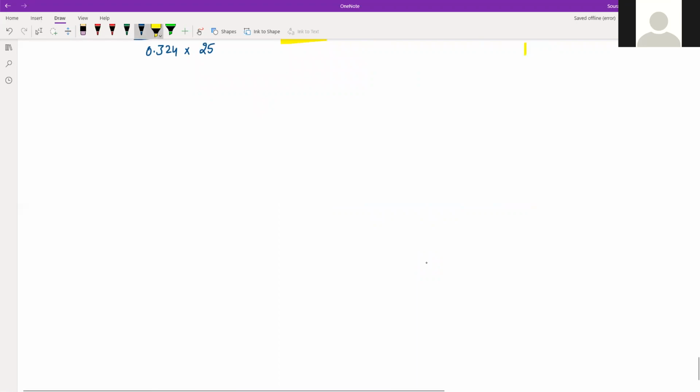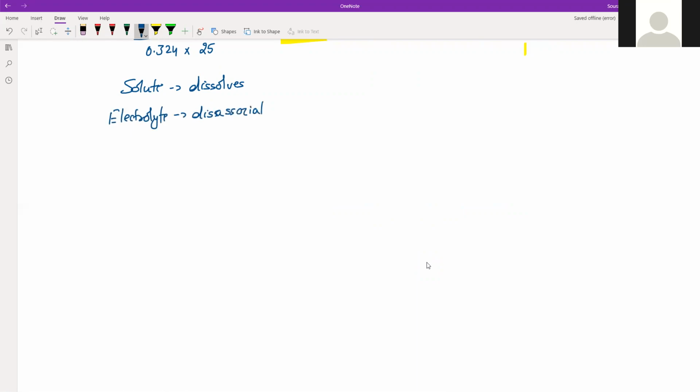So there is some solute, a normal solute, it only dissolves. But if there is an electrolyte, it actually dissociates. Dissociates means it breaks into ions and dissolves. So this is the difference between a normal solute and an electrolyte.